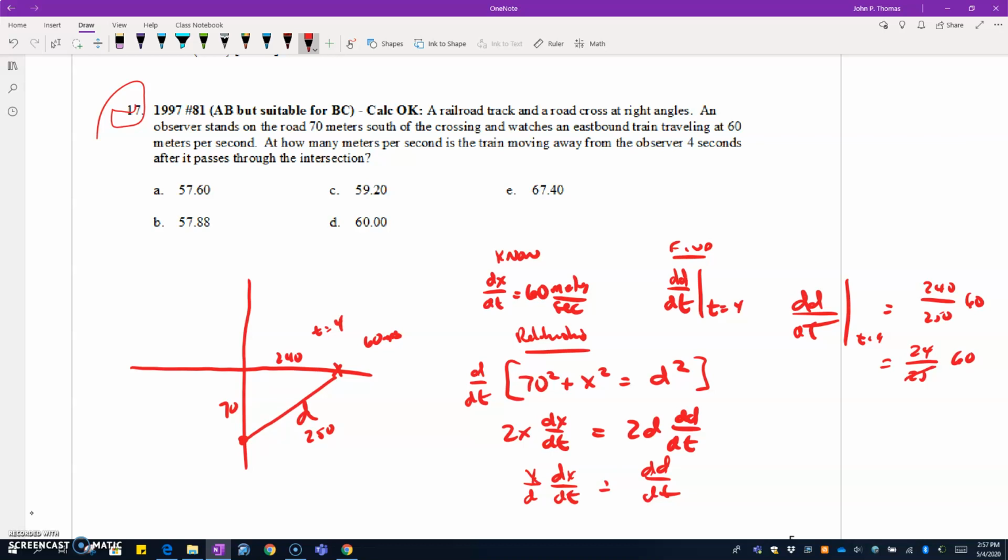Alright, so if I clean that up a little bit, I've got 24 over 25 times 60. Alright, 5 goes into 25 5 times. 5 goes into 60 12 times. Alright, so I've got 24 times 12. And 24 times 12 gives me 288 over 5. So I'm going to divide that by 5 and I get 57.6. Alright, when I look back up, 57.6 is choice A. Alright, so that would be our correct answer on this one. Alright, I hope that helps.